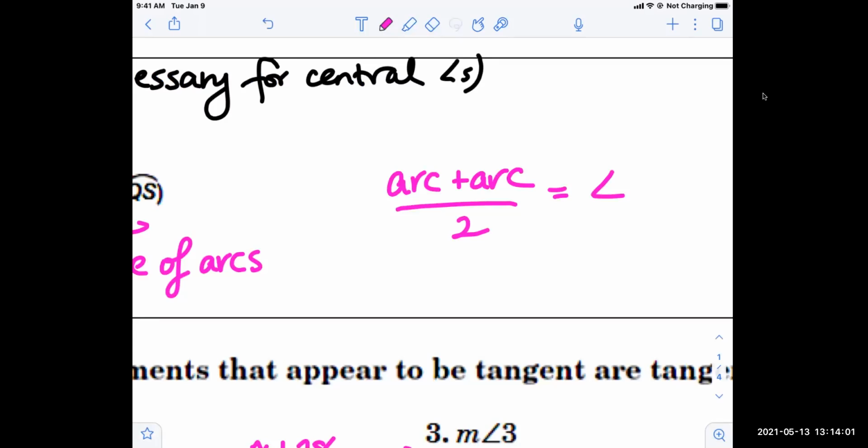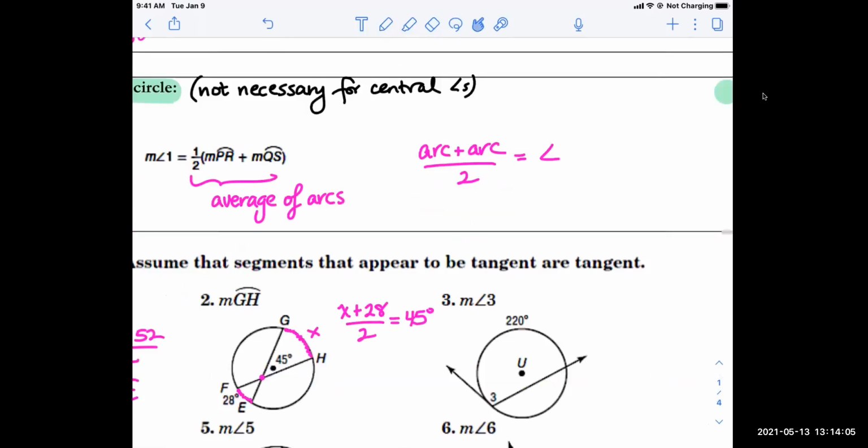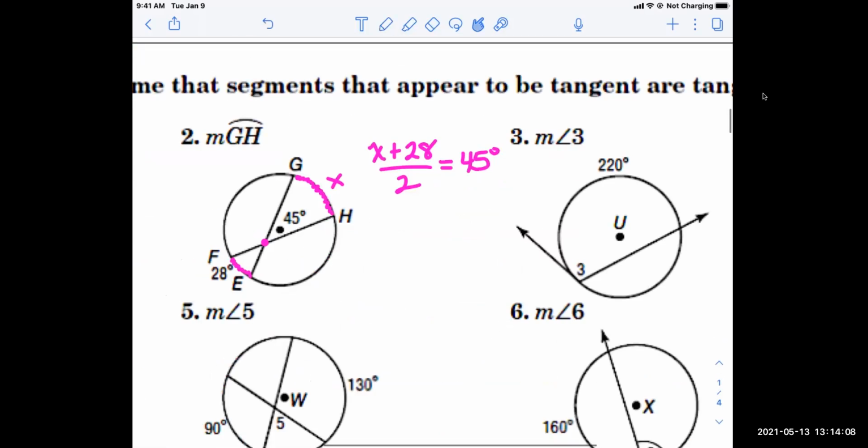So if you are looking for one of the arcs, you still just make a little equation and then solve it. I don't know why I put degrees there. I don't usually. All right, x plus 28 equals 90. What does that give you for x, Frankie? 52? 62? Final answer? Okay, good.